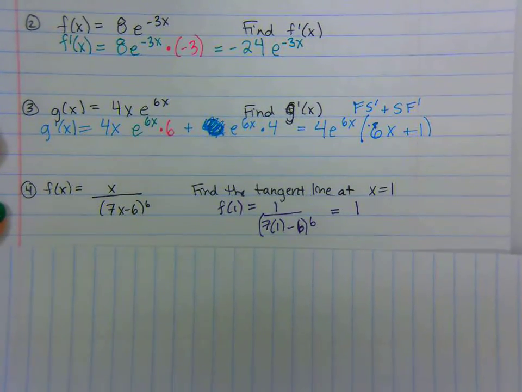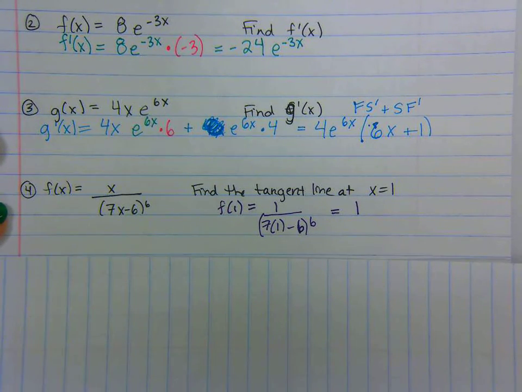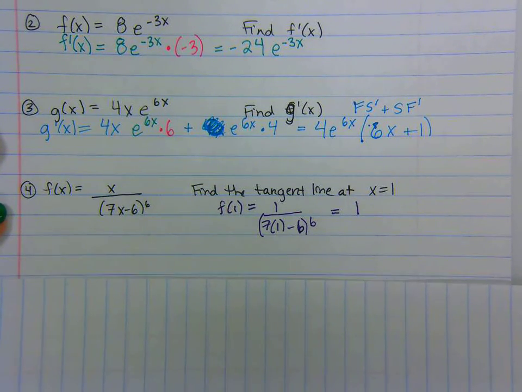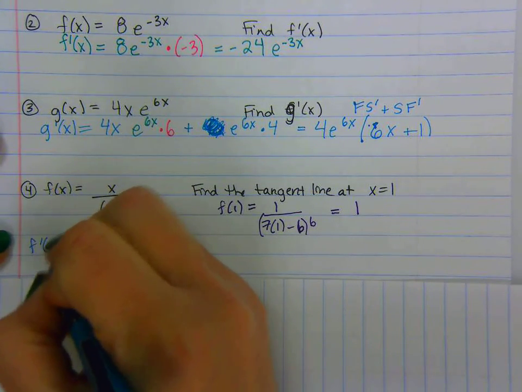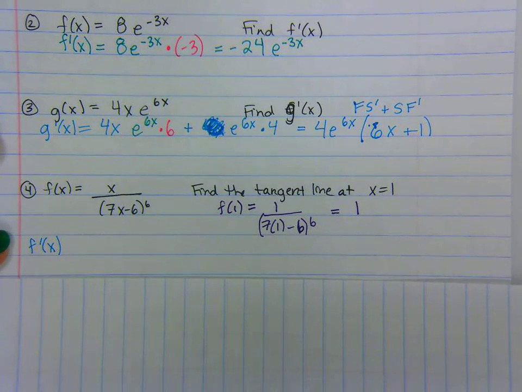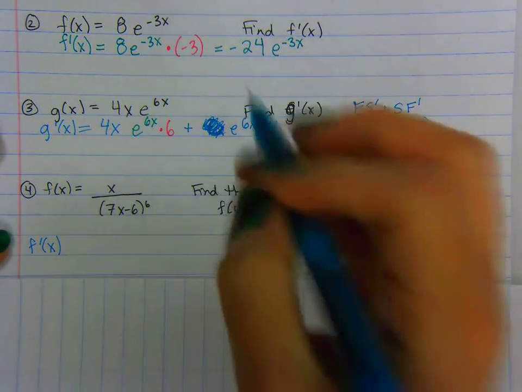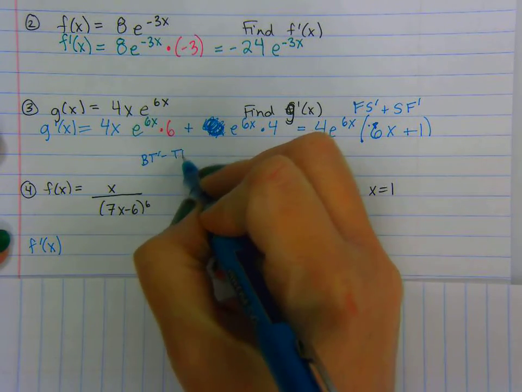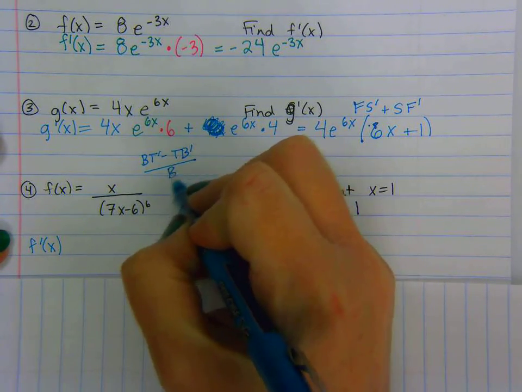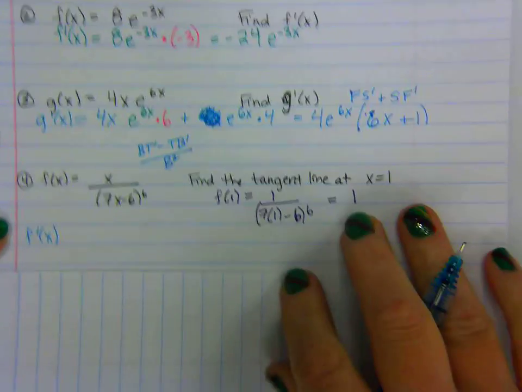Okay, we also need the slope, and the slope of the tangent line is the derivative at that point. So we're going to find f prime of x. Remember that for the quotient rule, it's the bottom times the derivative of the top minus the top times the derivative of the bottom, divided by the bottom squared.